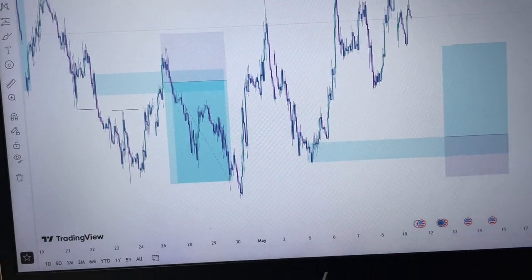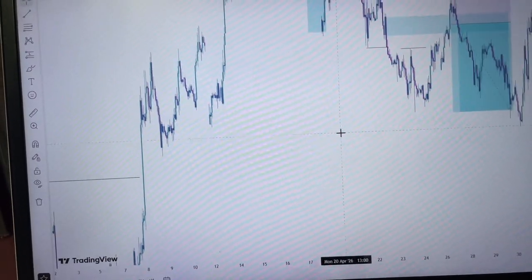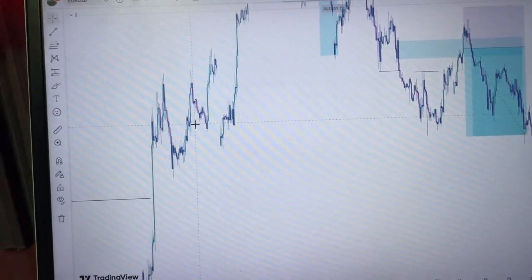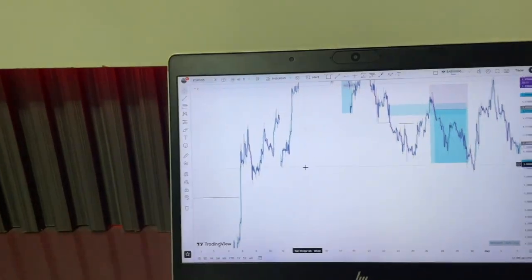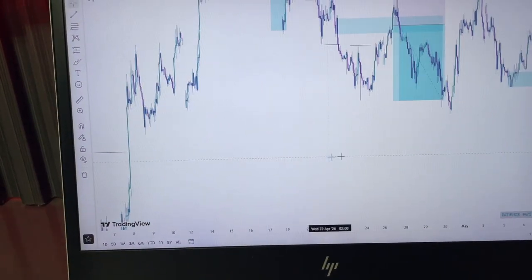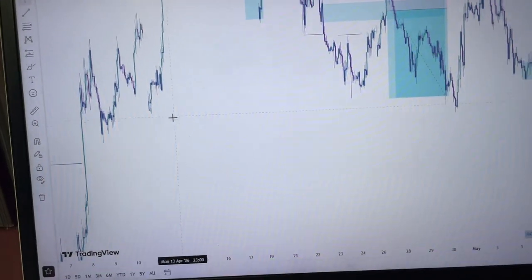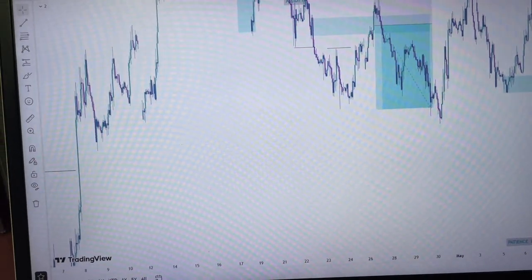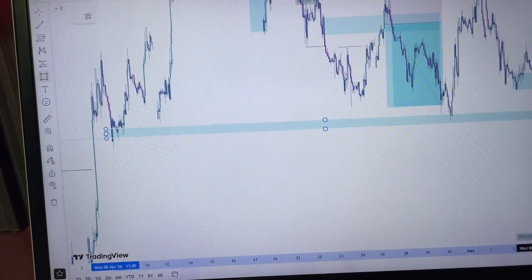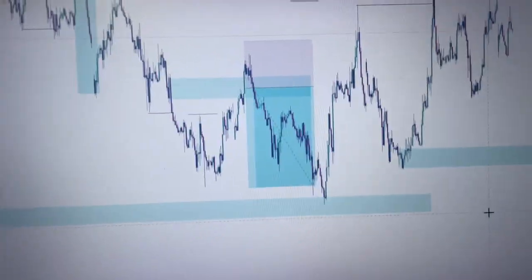I have identified that this particular zone is trying to take price up. I don't know, my mouse is actually lagging. I think I need to change the battery, but that's by the way. So I identified that this zone is trying to bring price up. It's trying to continue taking price up, right? This particular zone.